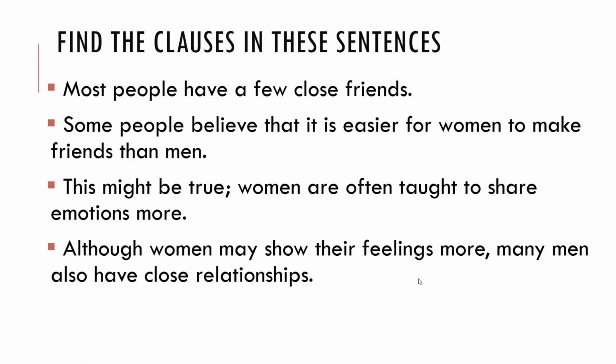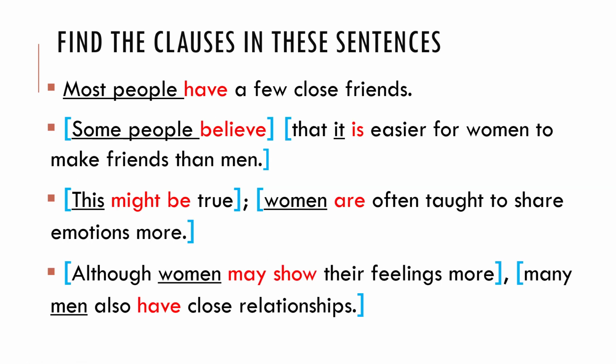Take a look at these sentences and see if you can find the clauses. Some of these have one clause and some will have more than one clause. If we look at these sentences, we can see the different clauses. The first sentence has one clause. Most people, that's our subject. Have, that's our verb. A few close friends, that's our predicate.